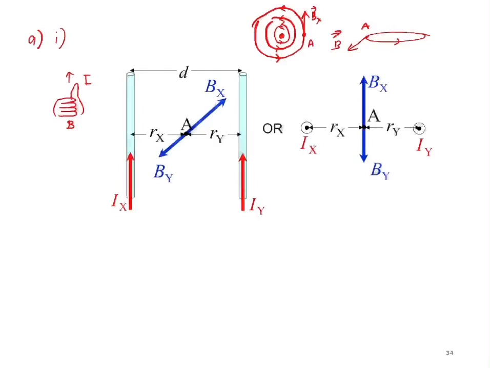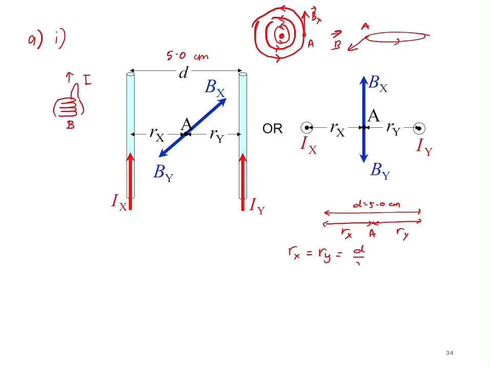So D is already given in the question which is 5 cm. And then you can see that D is actually equal to Rx plus Ry. And since point A is midway between the two wires, that tells us that Rx is actually equal to Ry and they are also equal to D over 2.